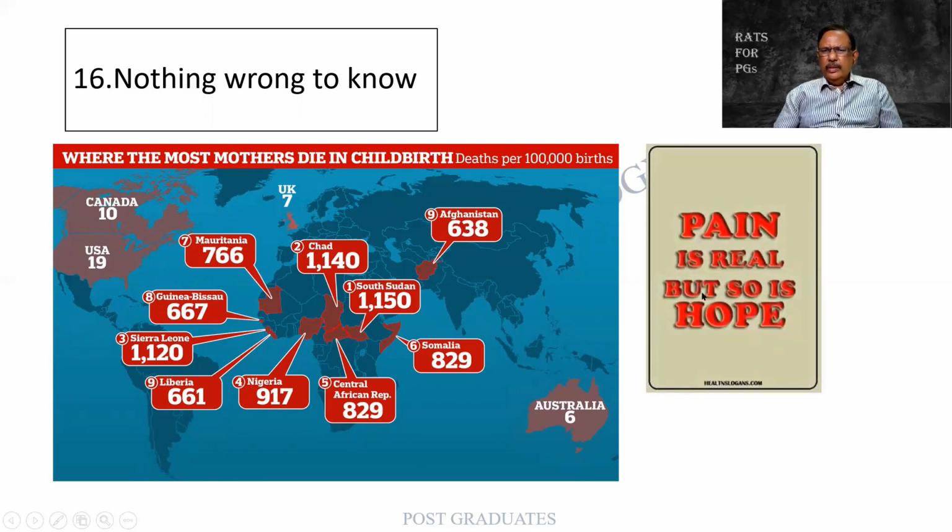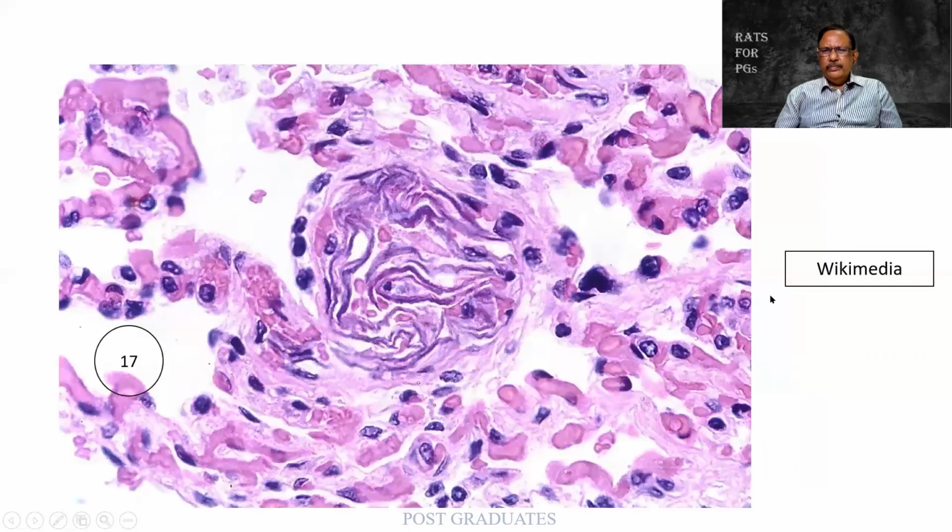Pain is so real, but so is hope. I hope you people are able to identify it. This was in fact kept as a slide for us during our MD exam. I am able to find the squames within, and of course the empty spaces indicate the alveoli. It is a lung, a case of amniotic fluid embolism, and this is the source of the picture.